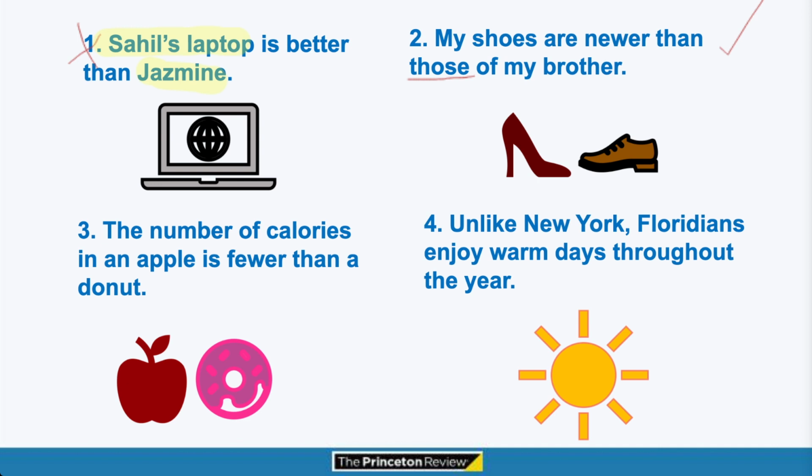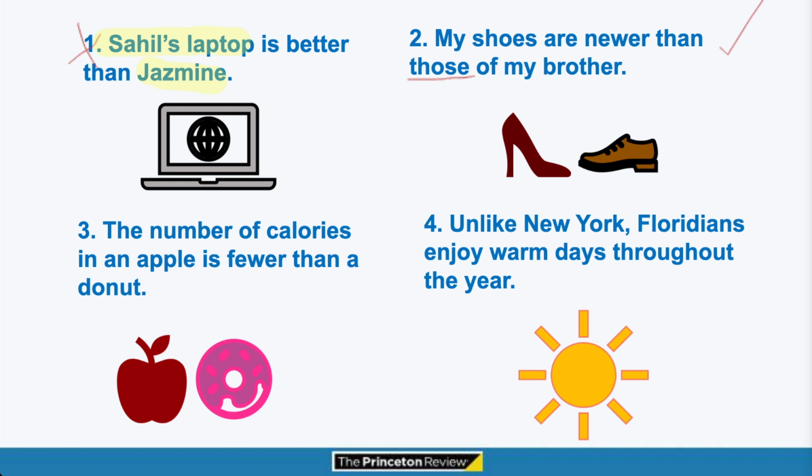Okay, I will go back to the previous number 2 in just a moment, after I finish 3 and 4 on this slide. Okay, so number 3 here. The number of calories in an apple is fewer than a donut. So if you're thinking about it logically, yeah, typically apples tend to have fewer calories than donuts do.